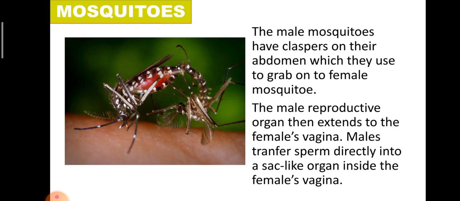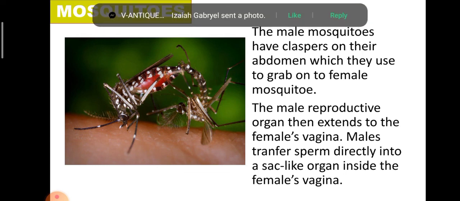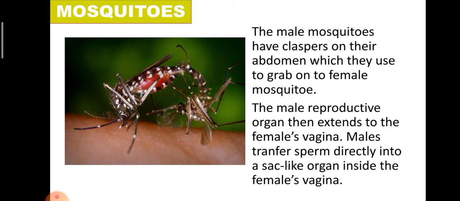Mosquitoes. The male mosquitoes have claspers on their abdomen which they use to grab onto female mosquitoes. Claspers, para siyang pangkapit doon sa magiging mate niya. The male reproductive organ then extends to the female's vagina. Males transfer sperm directly into a sac-like organ inside the female's body.